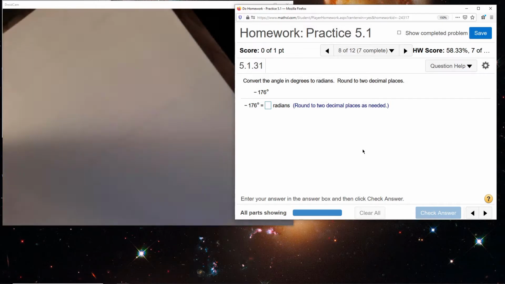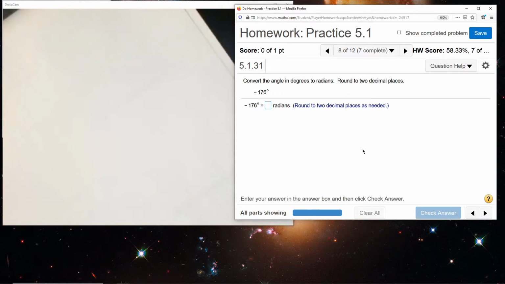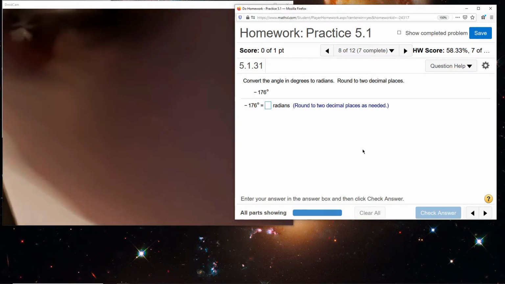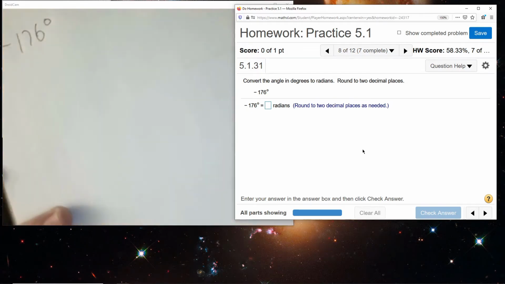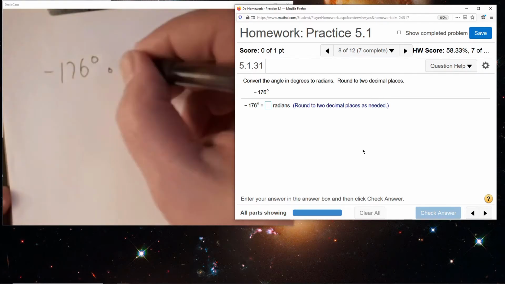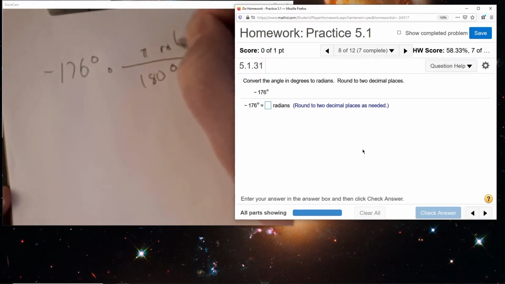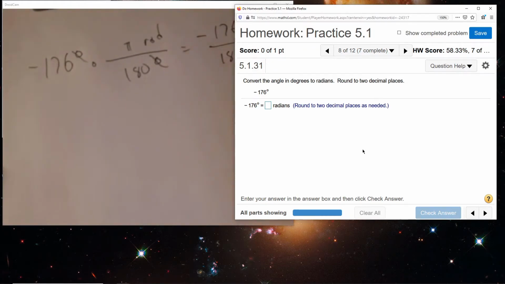So convert the angle to radians. We got minus 176, and we want to convert that to radians. So to get rid of degrees, that goes in the denominator. And then pi radians in the numerator, so the degrees will cancel. And so we're left with minus 176 pi over 180. It's now in radians. And they're really going to make us work on simplifying this one.